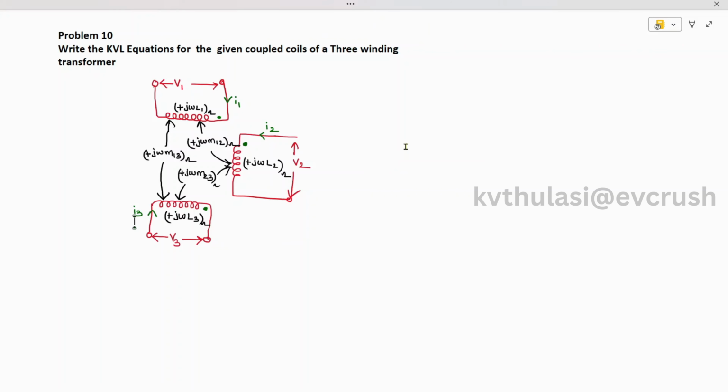Here you can see that we have 3 windings. This is called the primary winding of the transformer, this is the secondary winding, and this is the tertiary winding. They have a mutual inductance of L henries.